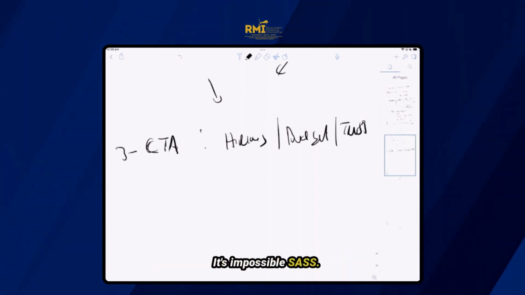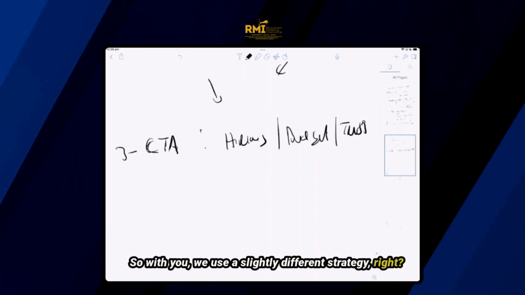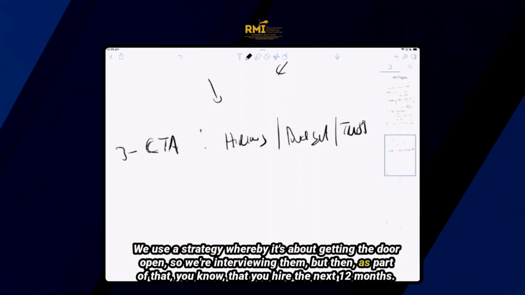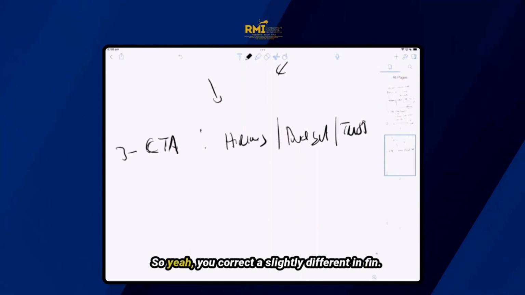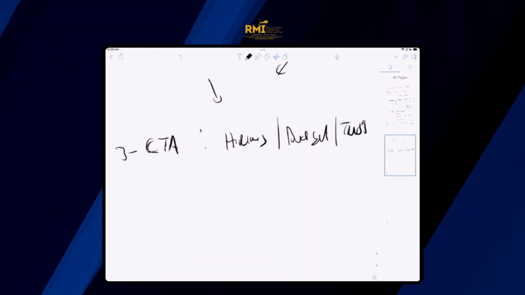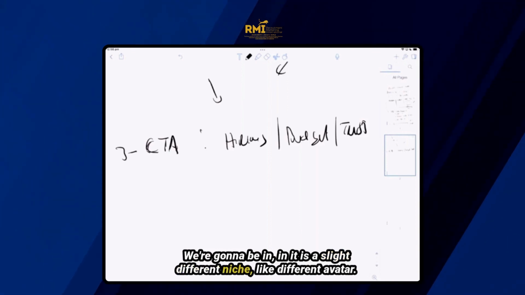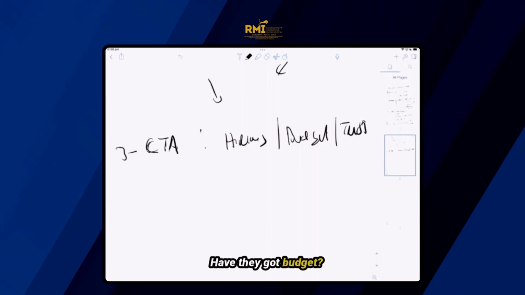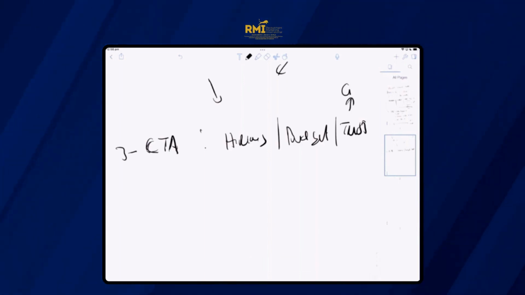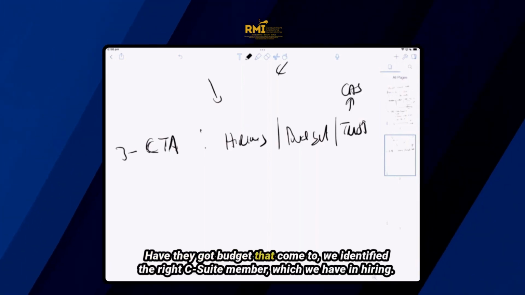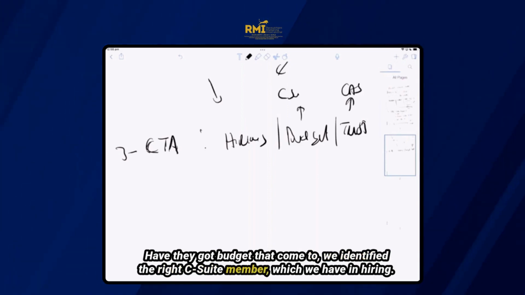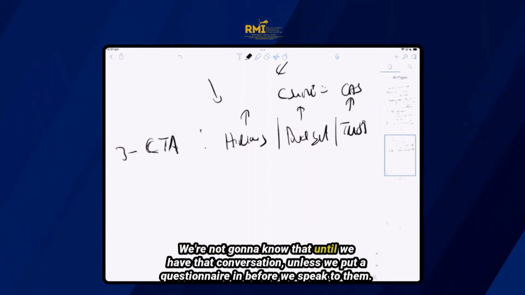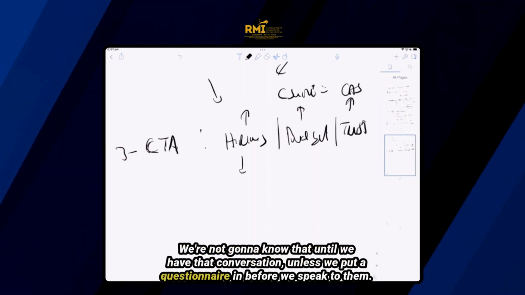It's impossible in SaaS. So with you, we use a slightly different strategy, right? We use a strategy whereby it's about getting the door open, so we're interviewing them. But then as part of that, you know they'll be hiring in the next 12 months. So yeah, you're correct, it's slightly different in fintech. It's a slightly different niche, slightly different avatar. So in this case, we want to qualify: are they hiring? Have they got budget? Do they trust you? Trust will come from the CAS. Have they got budget? That comes to, we identified the right C-suite member, which we have. And hiring, we're not going to know that until we have that conversation, unless we put a questionnaire in before we speak to them.